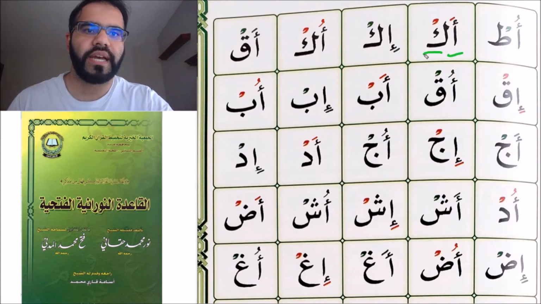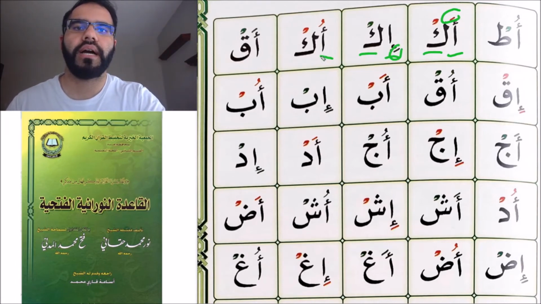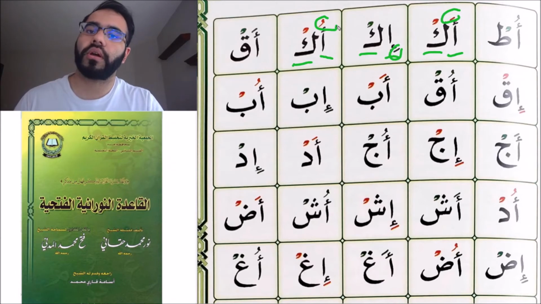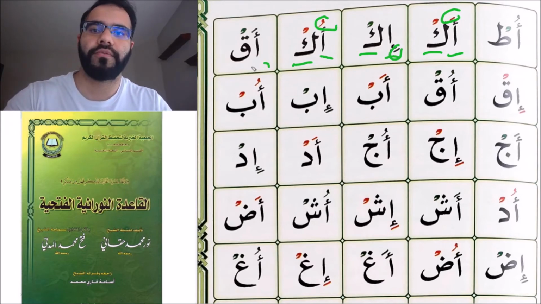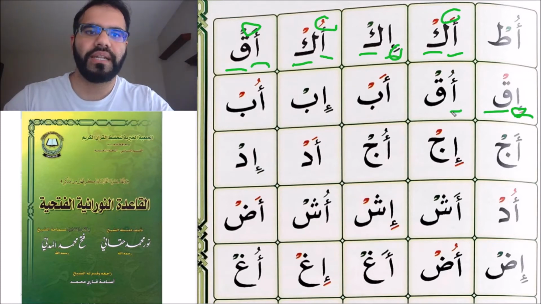Alif, kaf, fatha, ak. Alif, kaf, kasra, ik. Alif, kaf, dhamma, uk. Okay, so this next 3. Qaf is also a qalqalah letter, so we're going to put a little bit of a bounce on these next 3 as well. So alif, qaf, fatha, aq. Alif, qaf, kasra, iq. Alif, qaf, dhamma, uk.